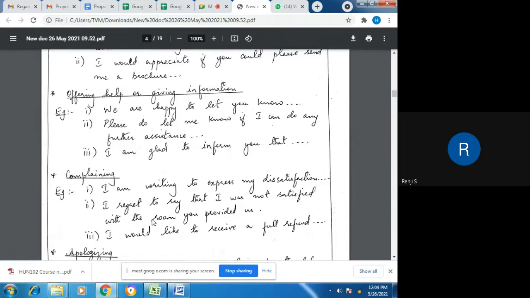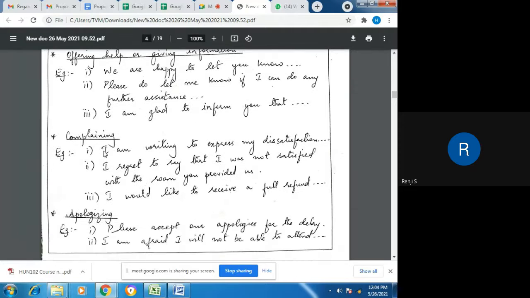Another sentence that you can use is: I regret to say that I was not satisfied with the room you provided. You had booked a room in some hotel and you are not satisfied with the room. Then you can say that. You can inform the manager of that particular hotel that I regret to say that I was not satisfied with the room you provided us, etc. You can start with such sentences which are very polite.